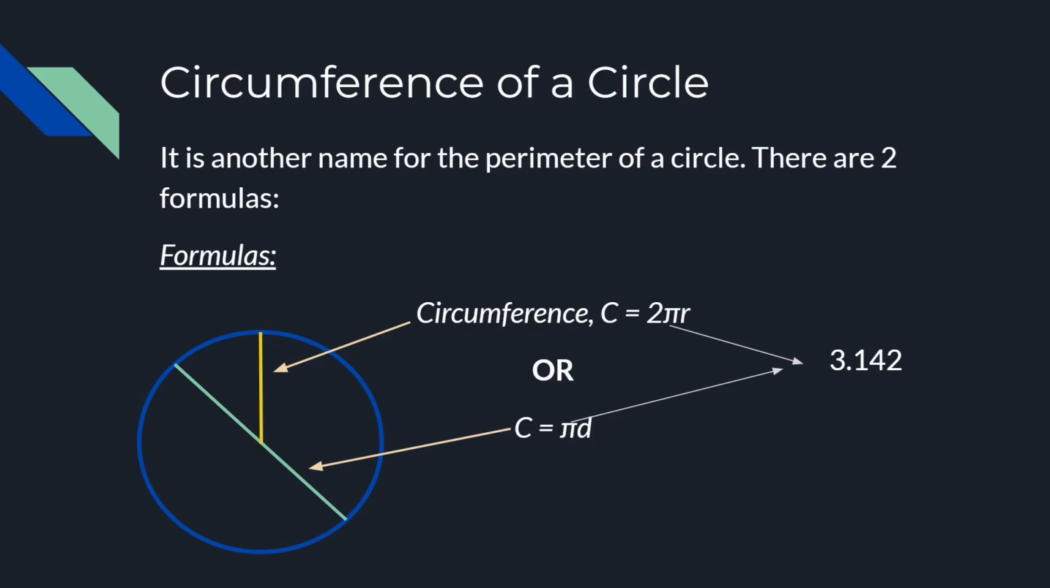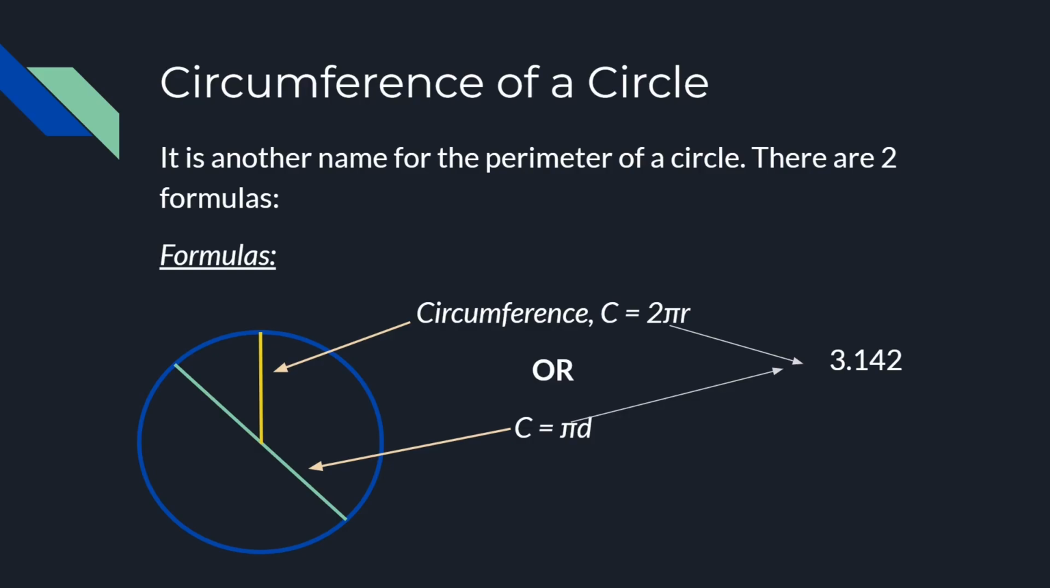Their perimeter is called the circumference. The circumference is the distance around a circle. You can calculate it by either using the radius r or the diameter d. In the diagram, the green line represents the diameter. It is a line that starts at the circumference, passes through the center, and touches the circumference again.